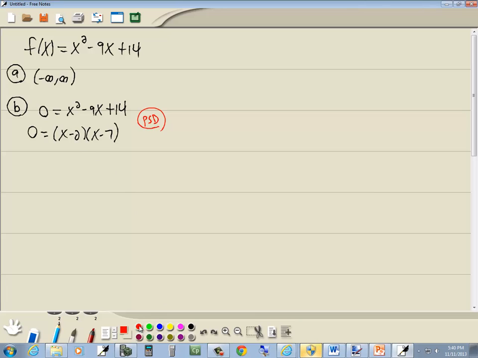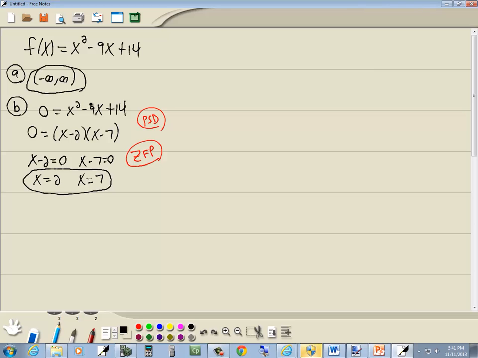Now the zero factor property says if you get 0 on one side and you factor the other side, you set each factor equal to 0. So I'll set x minus 2 equal to 0 and x minus 7 equal to 0. So we get x equals 2 and x equals 7. Oops, try that again. x equals 2 and x equals 7 are x-intercepts. And this is our domain.